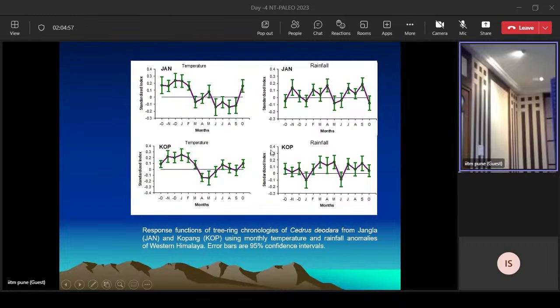This is another two samples from sites in the Himalayan region, Jangala and Popa. Here also we can see that the winter temperature, because they are at very high altitude in glacier sites, is showing a positive response. But in rainfall, we don't find any similar pattern of response.